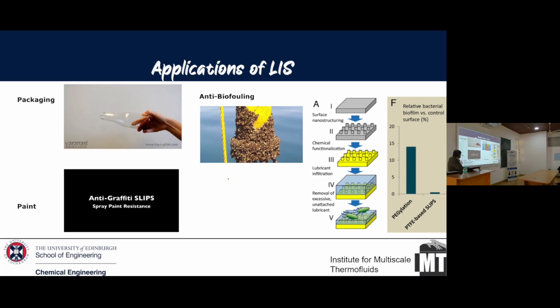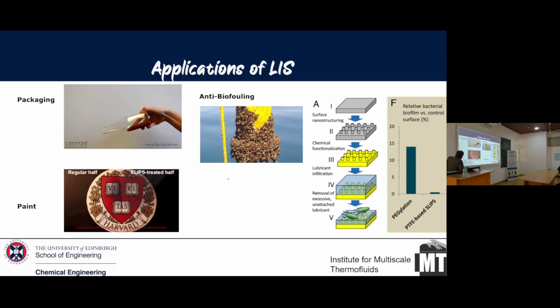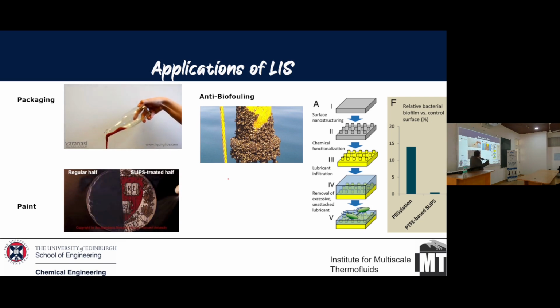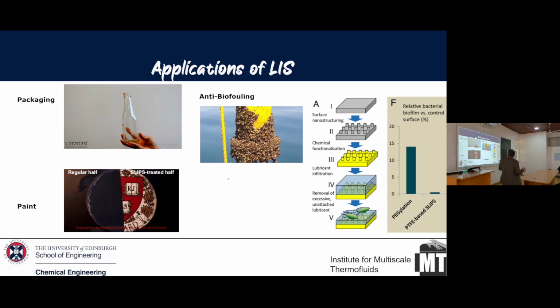Again, this is a very good example of where SLIPS can be used. This is for preventing food waste, so essentially, making sure that you can empty out everything that you can from a bottle. You can also use it in cleaning surfaces. You can make it a SLIPS-treated surface, which can be said to be self-cleaning up to some extent. But again, durability is always a question. How long can it last?